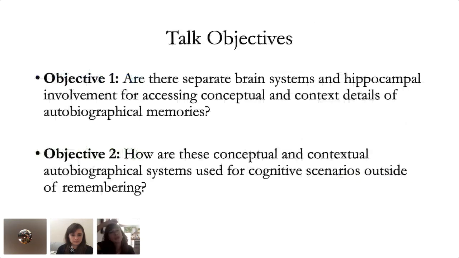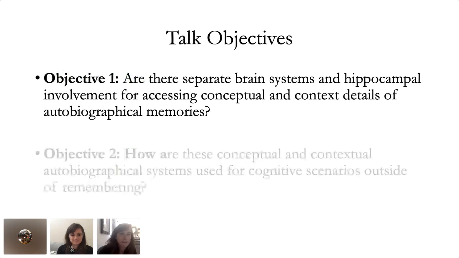Okay, so today I'm going to try to answer two questions about these neural systems and how they perhaps relate to the hippocampus for autobiographical memory-like tasks. The first is to see if there are separate brain systems involved in accessing conceptual versus contextual details of autobiographical memories. And the second explores the functions of these systems, testing how they apply to cognitive scenarios outside of remembering. And here I'm going to look at personal problem solving. Okay, so I'll start with this first question.